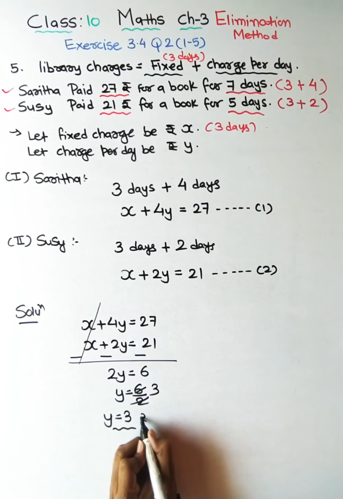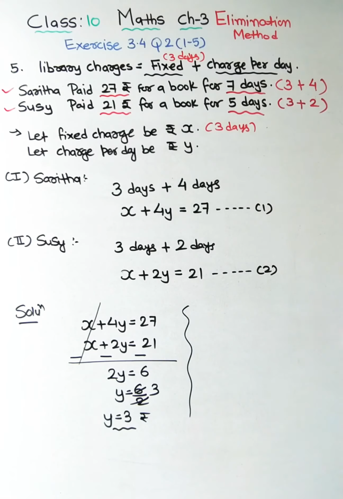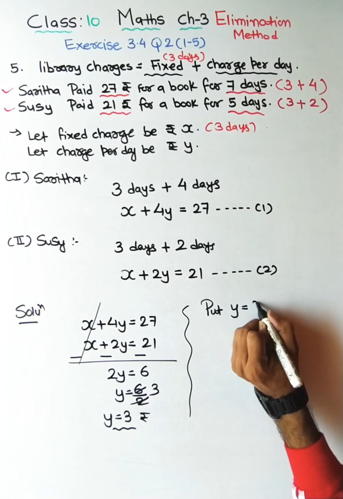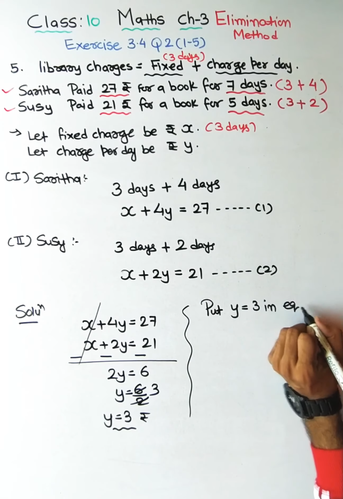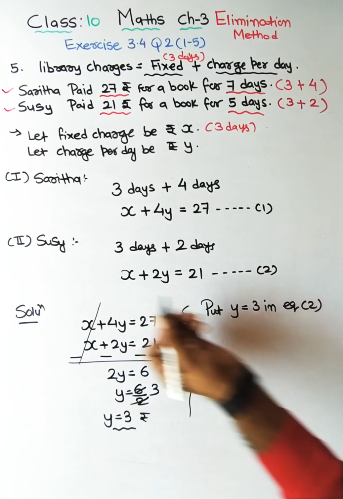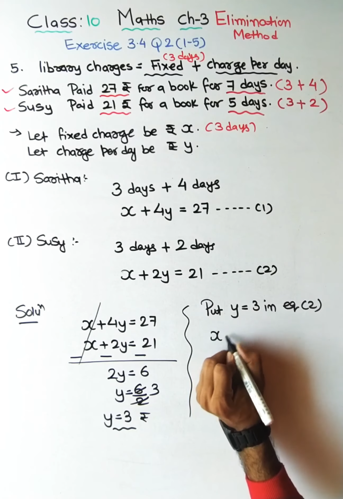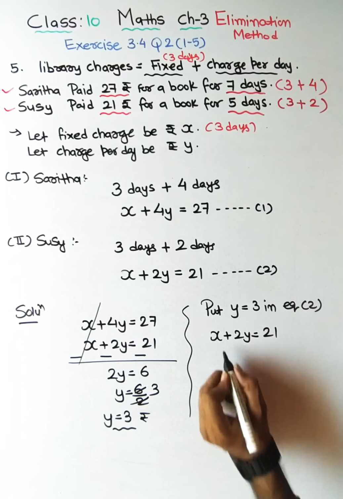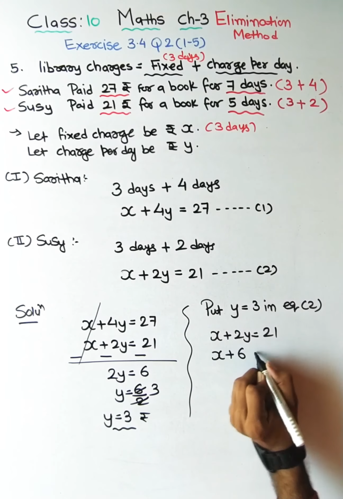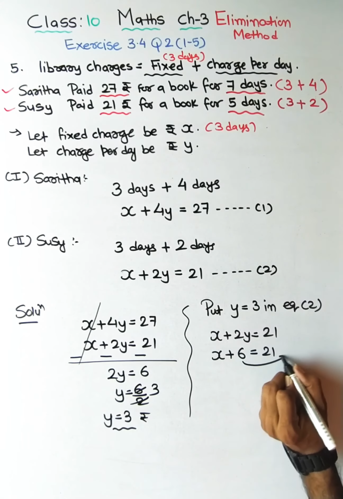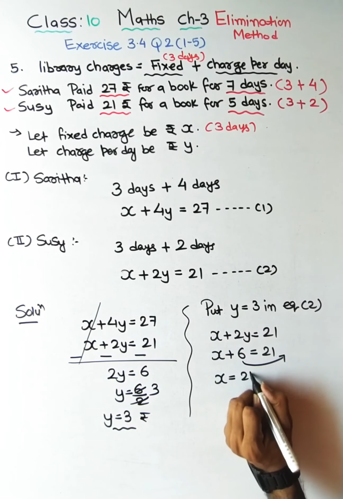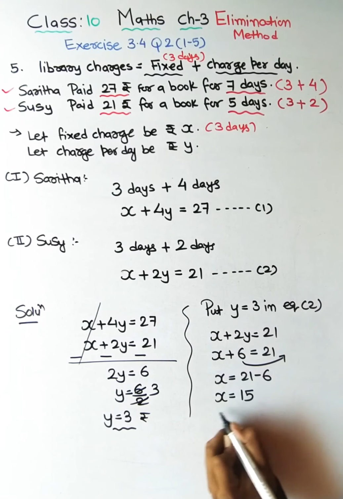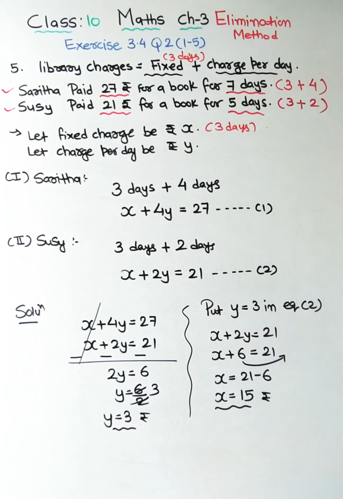Don't forget it is 3 rupees. Putting the value of Y, put Y equals 3 in equation 2. Any equation you can choose, but this one is easy. So equation 2 is X plus 2Y equals 21. Put the value of Y. So X plus 2 3s are 6 equals 21. 6 goes over here. So X equals 21 minus 6. So X equals 15. Don't forget this is also in rupees.